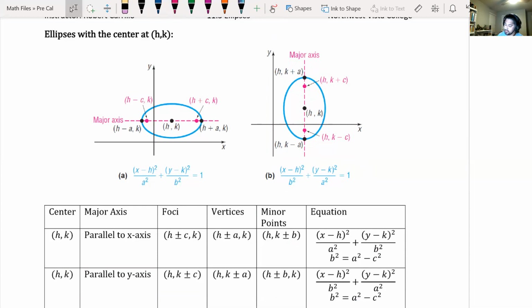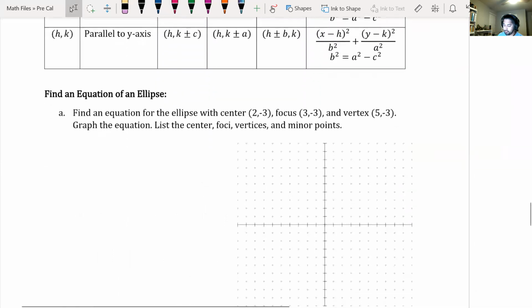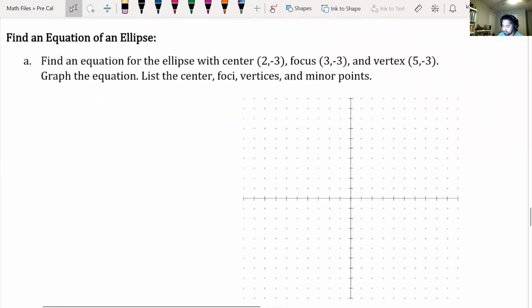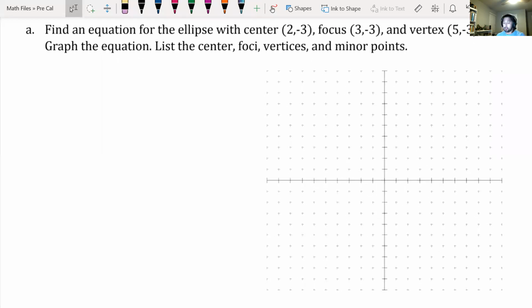All right, so let's go ahead and try these out. There we go. Find an equation for the ellipse with center (2, -3), focus (3, -3), and vertex (5, -3). Graph the equation, list the center, foci, vertices, and minor points. So one of the easiest ways to start is by graphing what they have given to us. That is the easiest way to find our components.